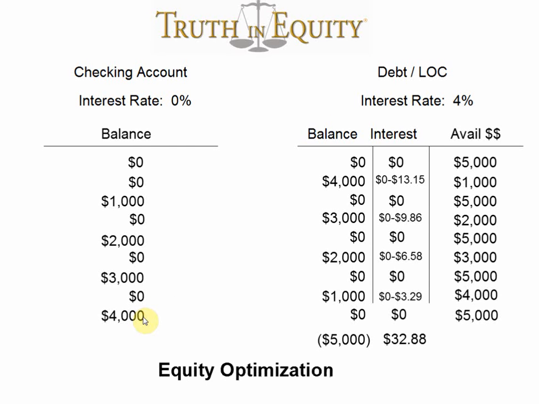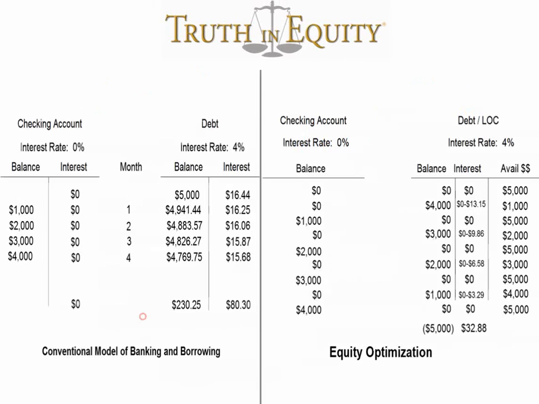This is equity optimization. Operating your life out of a line of credit so your income can work against debt 24/7. So let's take a look side by side. Conventional on the left, we did accumulate $4,000 in our checking account, which is a good thing, but we only paid back $230 worth of the debt and we spent $80 in interest.